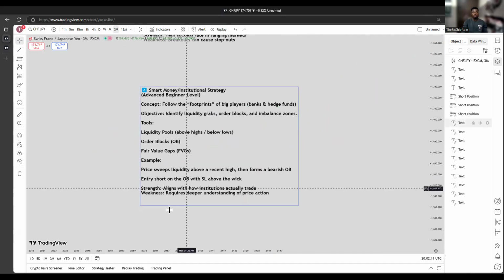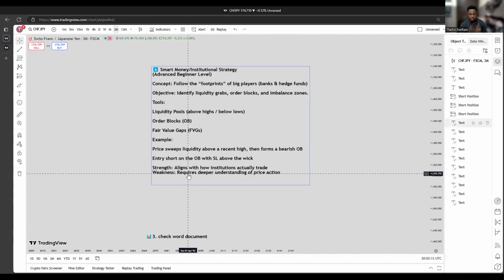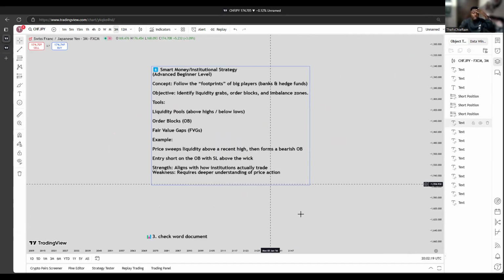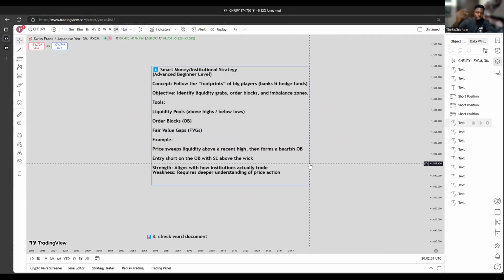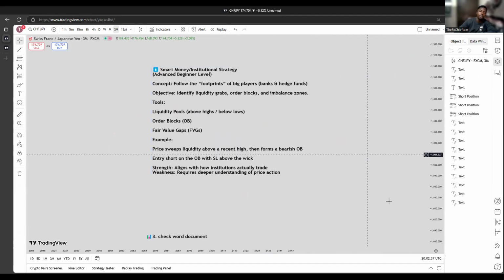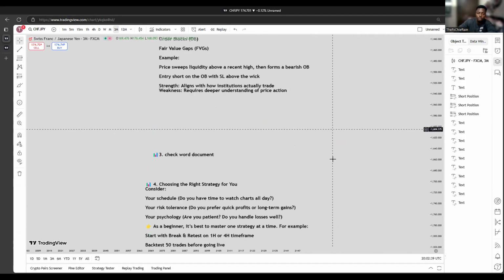So guys, the strength of this is that it aligns with how institutions actually trade. The weakness is that it requires a deeper understanding of price action. SMC is just price action. It's institutional trading. The reason people don't really like it is because you have to have a deeper understanding. It's more like a strategy for professionals, you understand?